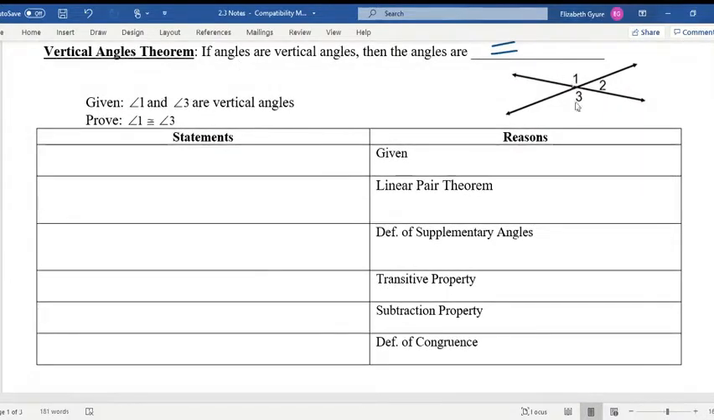We are given that angles 1 and 3 are vertical angles. We're going to then prove that they're congruent to each other. And this one I did the opposite. I gave us all the reasons. We're going to now try to figure out our statements. So first thing is always your given. So let's go ahead and fill that in. Angle 1 and angle 3 are vertical angles.